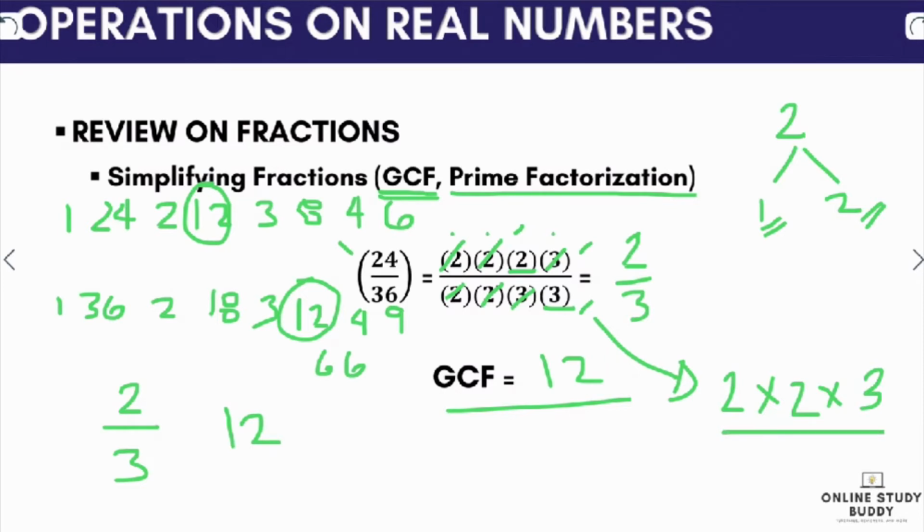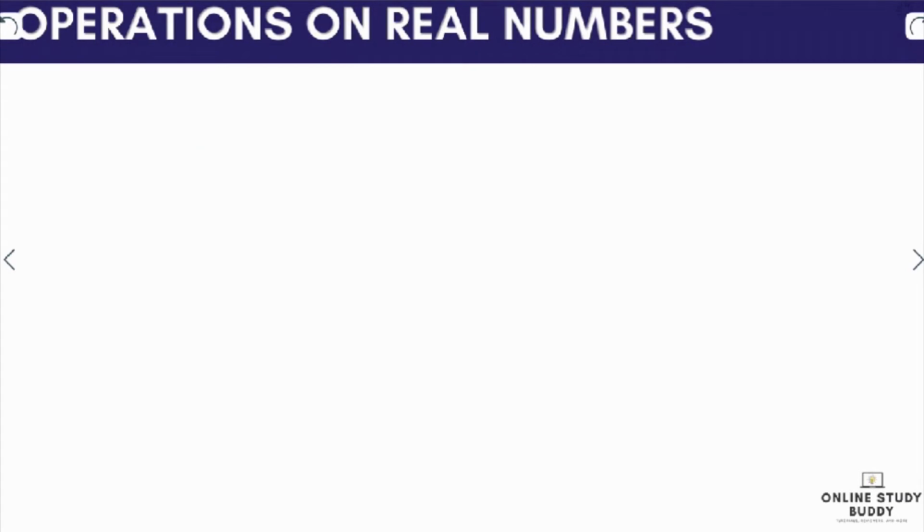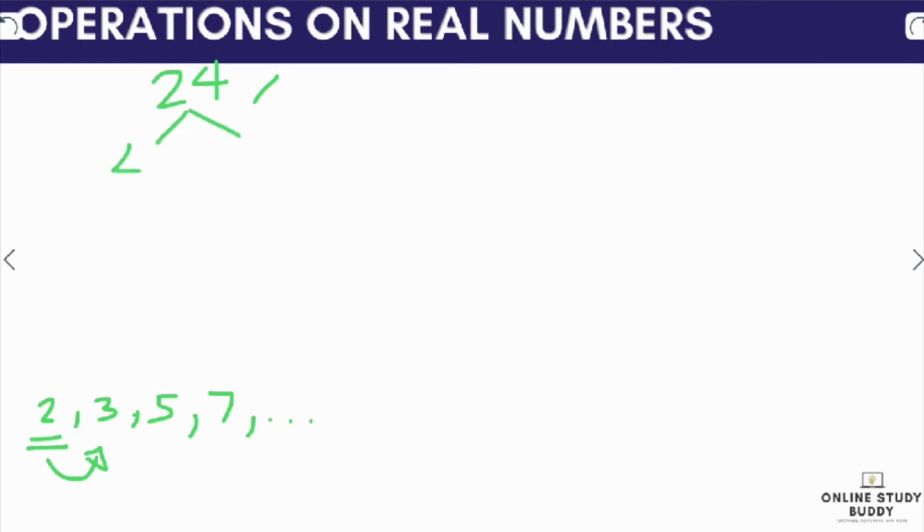So, how do we perform prime factorization? Recall, yung prime numbers natin, we have 2, 3, 5, 7, and so on. So, first, we divide by the smallest prime number, which is 2. If hindi divisible yung number by 2, then we proceed to the next prime number. So, ganun lang. For example, yung 24. Is it divisible by 2? Yes. So, we divide it by 2. So, we have 2 and 12.